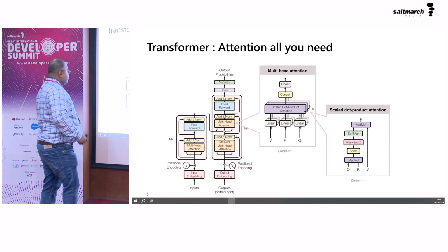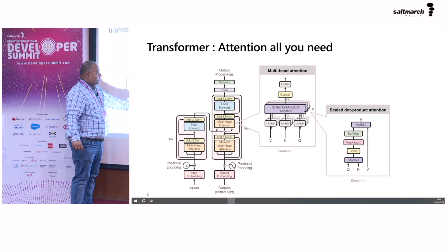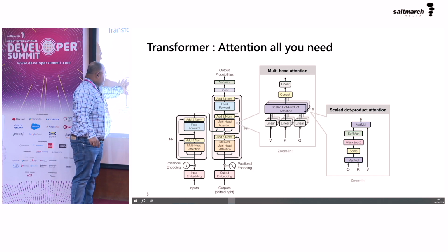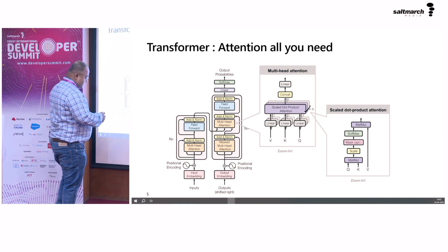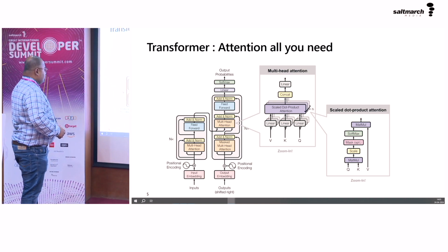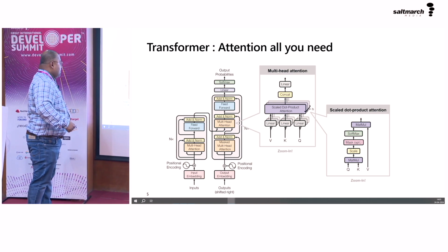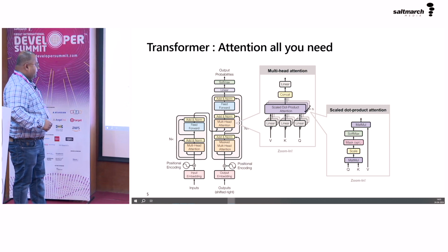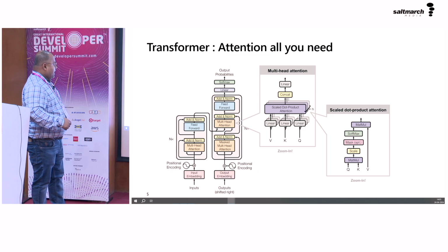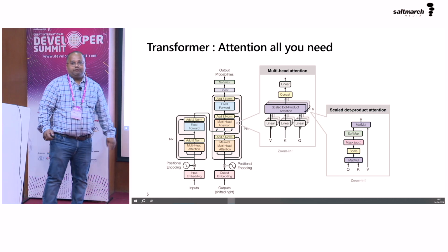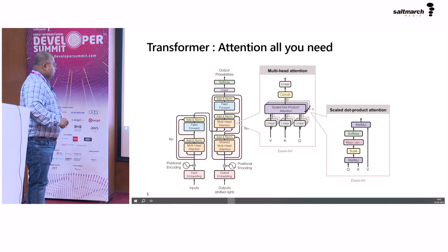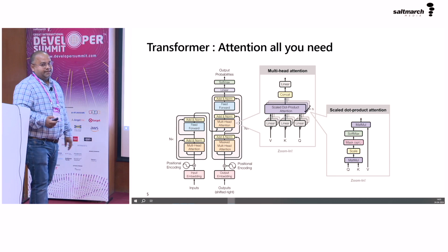But what is this transformer? I will not go into detail on the mathematics. Basically, they have an encoder block; this is the encoder and this is the decoder part. The encoder block has two parts. One is multi-headed self-attention, and then there is a feed-forward neural network. So what is multi-headed self-attention?